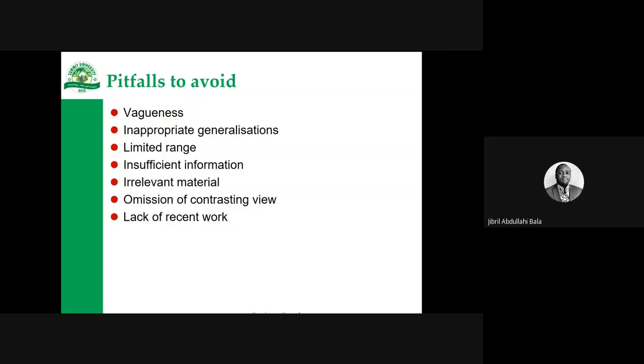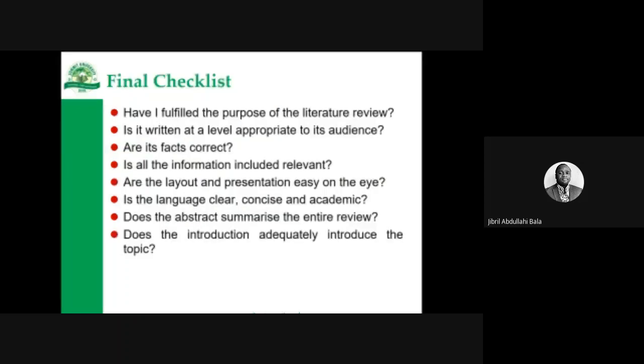And also try as much as possible to include recent work. If you are doing a review of literature that happened in 1997, we're in 2022, a lot has happened since then. So you have to include as much recent work as possible. Then just to round up, just a few checklists that you have to tick off if you're doing a literature review. When you finish, you have to look, have you fulfilled the purpose? Does your review actually identify the gaps you're trying to fill?